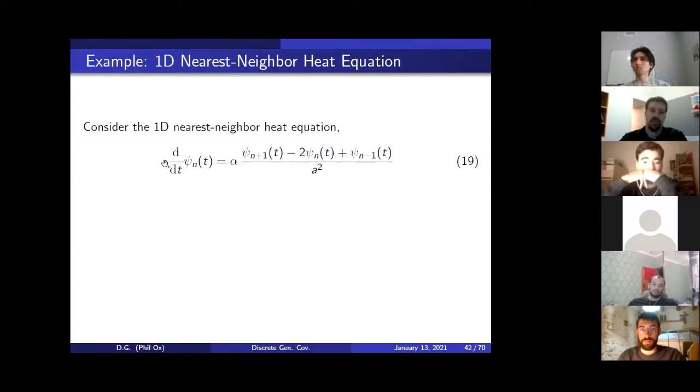So let's consider the 1D nearest neighbor heat equation here. So we have the time derivative equals something like the space derivative squared. But since we're on a lattice, we can't exactly write that down. So here's the nearest neighbor second derivative approximation.